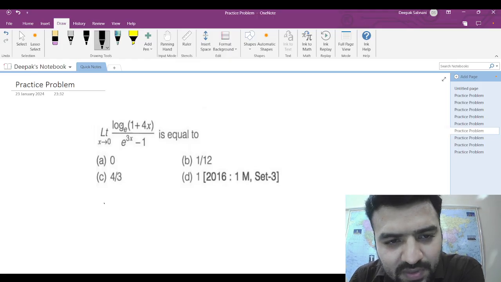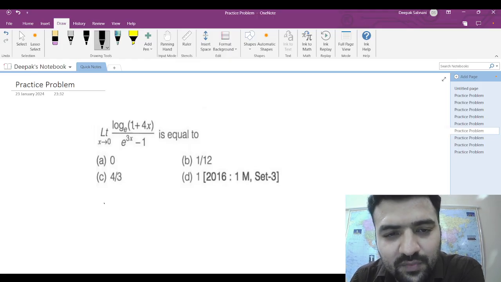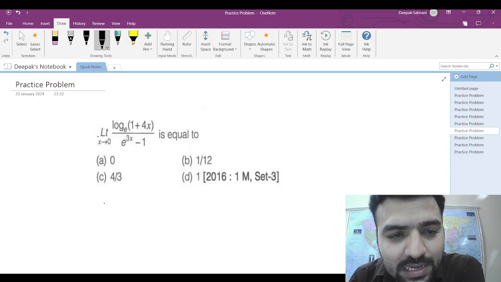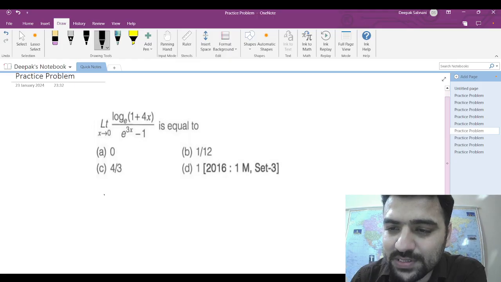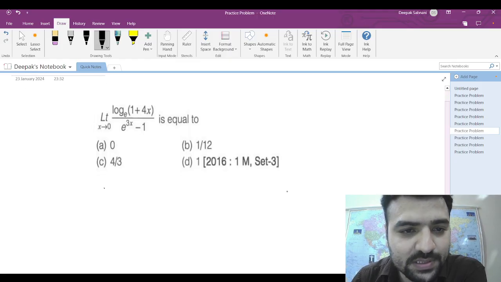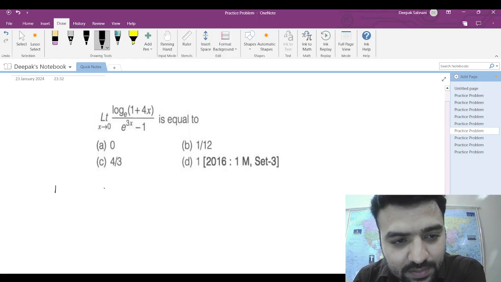The question states that there is a function log base e of (1 plus 4x) upon (e to the power 3x minus 1), and the limit x tends to 0. This can be solved by multiple methods. I'll tell you two methods. Let's say method number one.